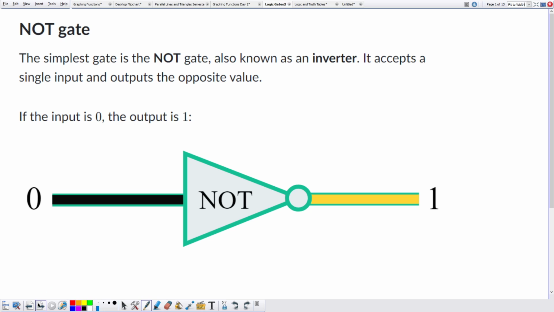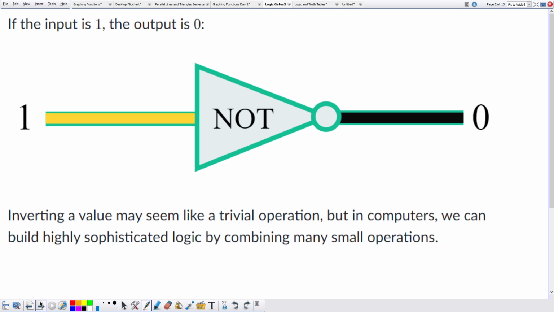Keep that in mind. There are many different analogs, like usually 0 is 0 volts of electricity and 1 is some other current that's actually on. Anyway, if your input is 1, your output would be 0 because it's inverting the value. And since the values are binary or discrete, they only have 2 different choices, 1 or 0. It seems like a trivial operation, but in computers, we build very highly sophisticated systems with this.